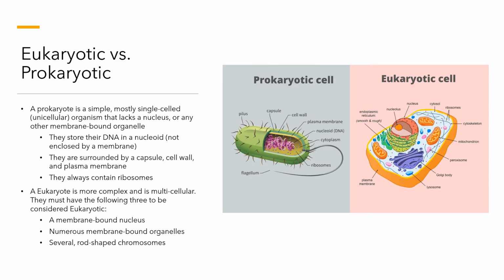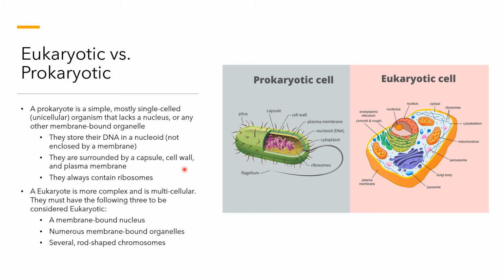So on this slide, we're going to discuss the difference between eukaryotic and prokaryotic cells. So a prokaryote is a simple unicellular organism. They are single-celled, which is what unicellular means, and they lack a true nucleus and membrane-bound organelles. They store their DNA in a nucleoid, so it's just kind of like loose inside the cell, versus eukaryotic, where they have a true nucleus where it's enclosed and protected.